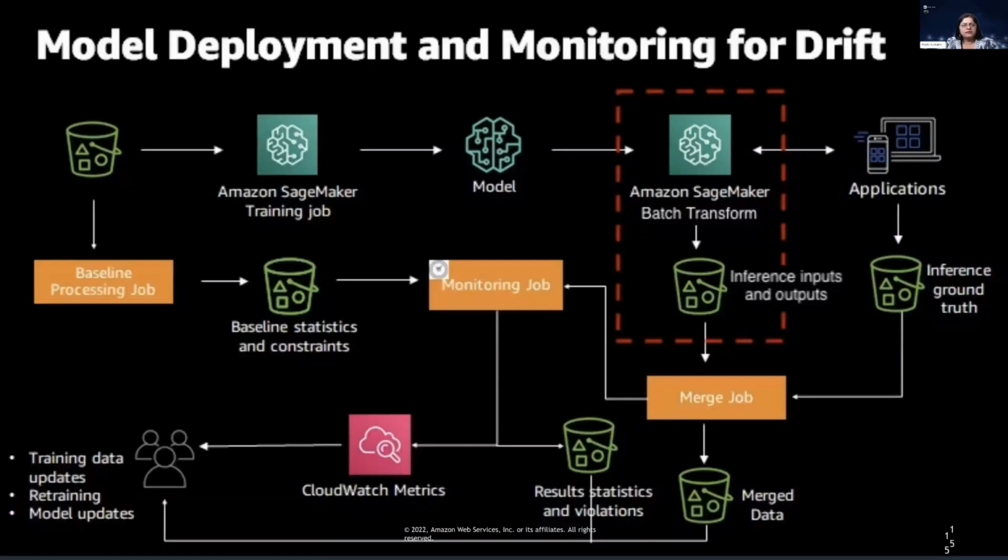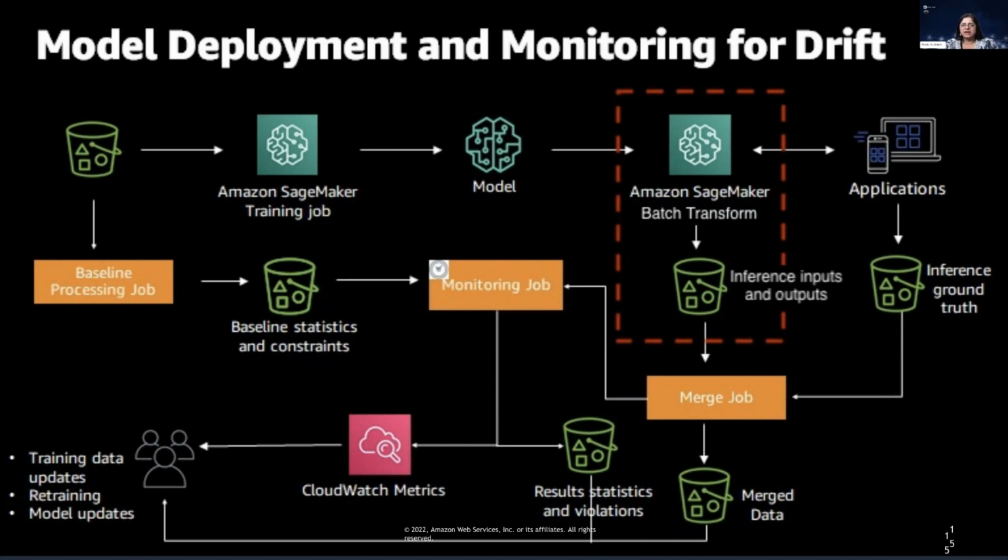Okay, so here, as depicted in the diagram, the initial part, the left-hand side of the diagram, looks the same for data quality and model quality. You're basically establishing a baseline. And then once the labels are provided, the ground truth interface on the rightmost side, that is the inference variables which are shared by human in the loop. And the inference inputs are shared also by SageMaker.